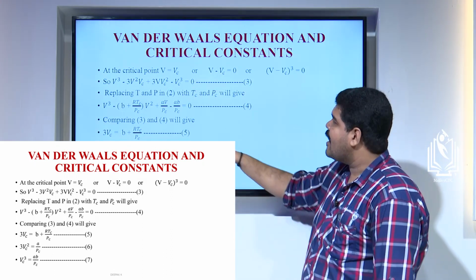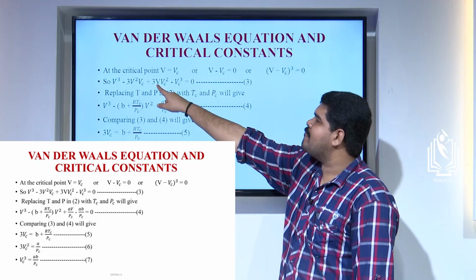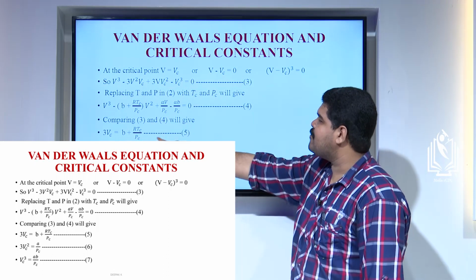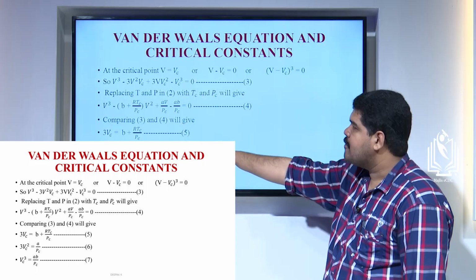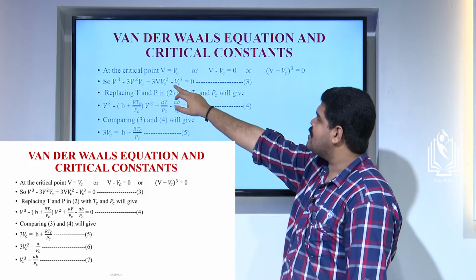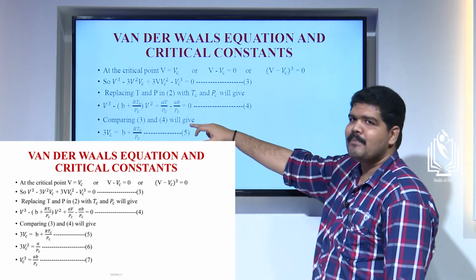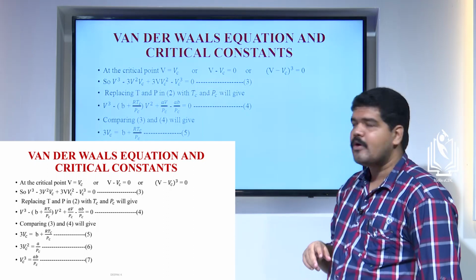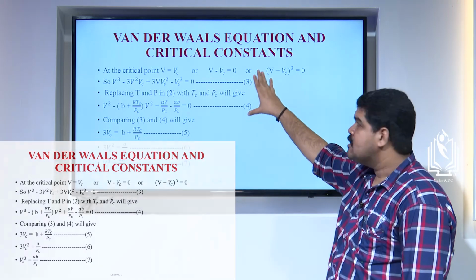And when you are comparing the V terms, here it is 3 Vc square and here it is A by Pc. So, you just write 3 Vc square is equal to A upon Pc, and then this is the constant term, that is minus Vc cube, and that is equal to minus AB by Pc. So, removing the negatives, we have Vc cube is equal to AB upon Pc. So, these are the three equations that will arrive from these two equations.